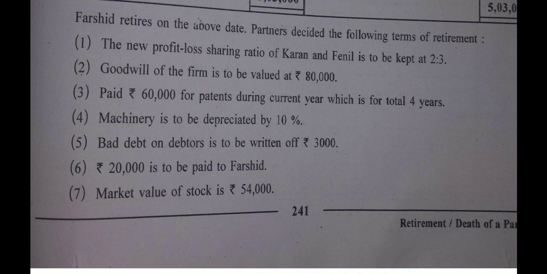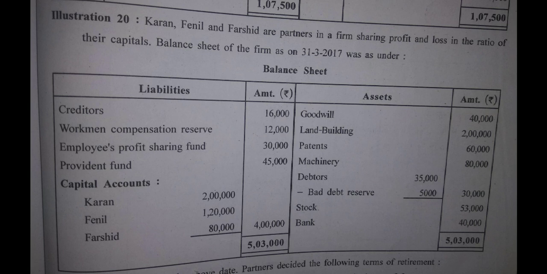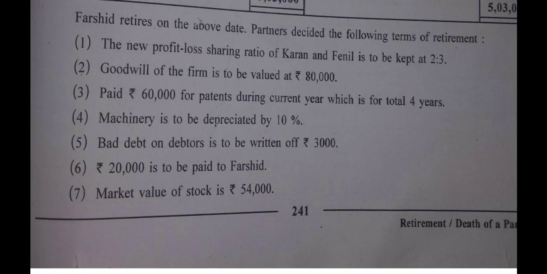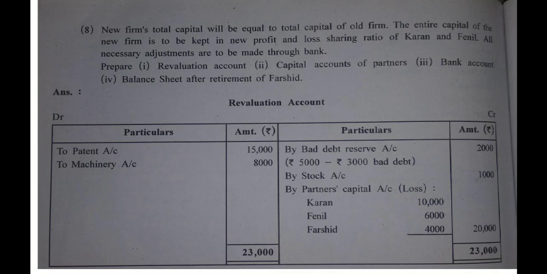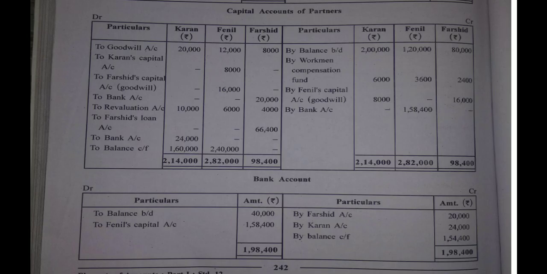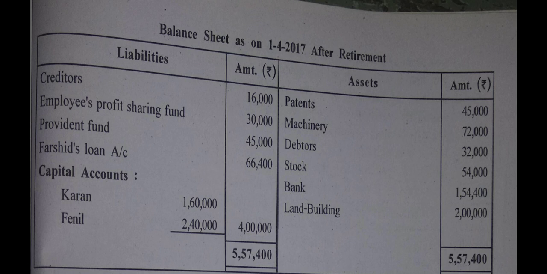Seventh adjustment, market value of stock is rupees 54,000. What is the book value of stock? You can see on the screen, it is 53,000 and the market value they say is 54,000. Obviously, the value of stock has increased. When the value of an asset increases, it is to be credited in revaluation account. So, revaluation account credit side by stock account, that is 1,000. And the new value of stock in the new balance sheet, you can see 54,000. Just that simple. Yes?